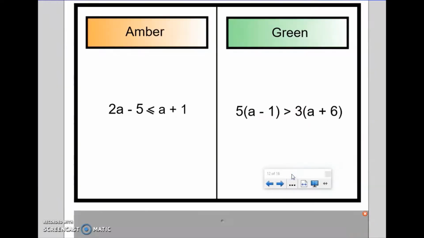Two more to have a go at, and we're getting a little bit complex on the green question here with expansion of brackets needed and two unknowns involved. Could you pause the video at this point and have a go at solving the inequality?